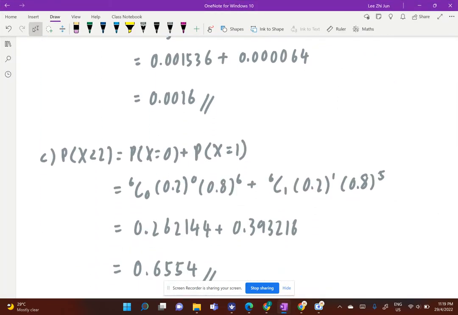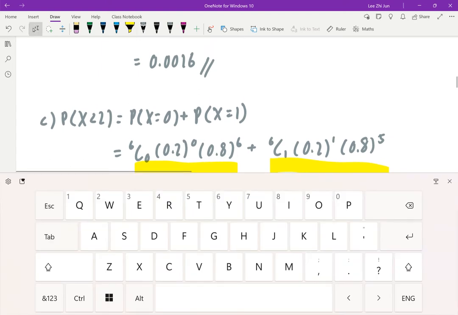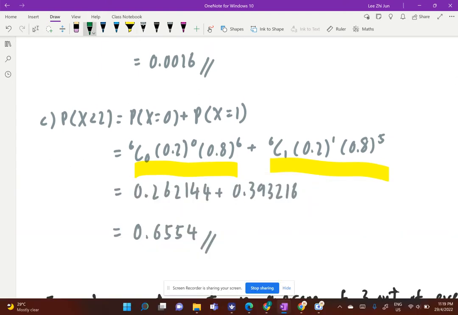P(X smaller than 2) does not include 2, so you can find P(X = 0) plus P(X = 1) by using the formula to get 0.6554, or just 1 minus P(X larger than 2), because that does not include this 2, right?